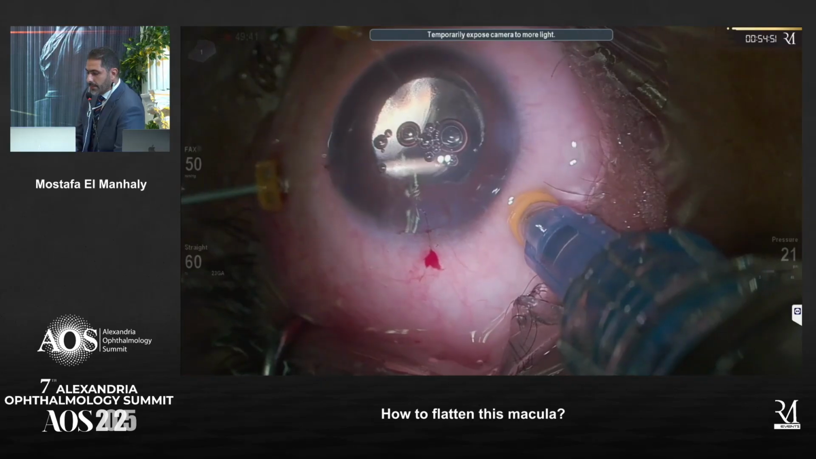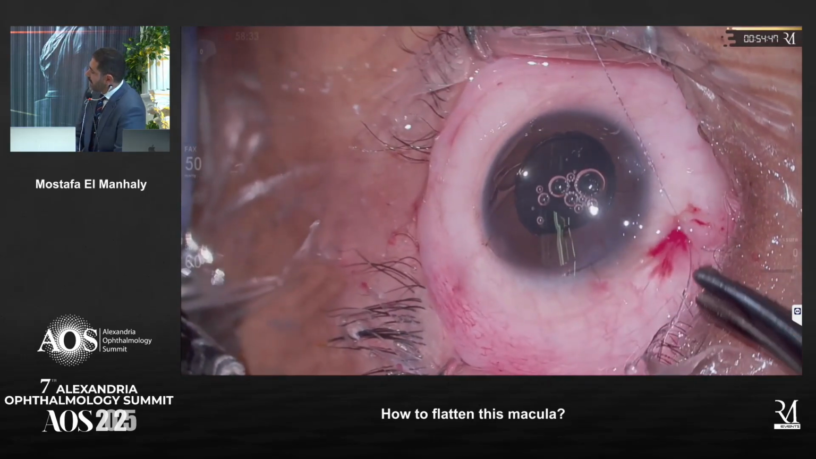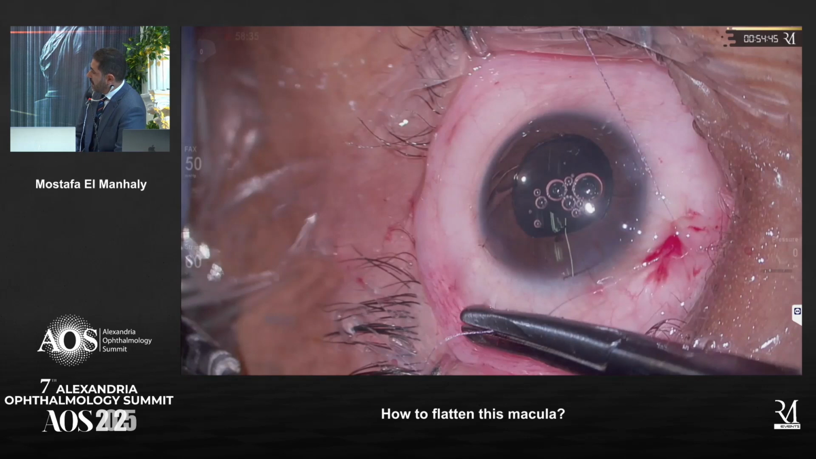Okay. So the next case is, and do you suture all sclerotomies? Yes. When silicone oil is injected, I like to suture the sclerotomies to avoid the ugly appearance, whatever the age group. Okay.